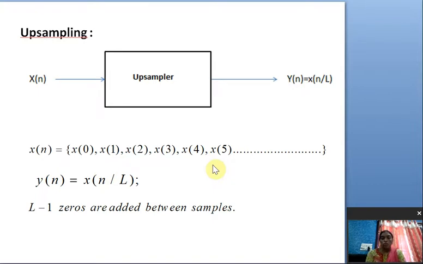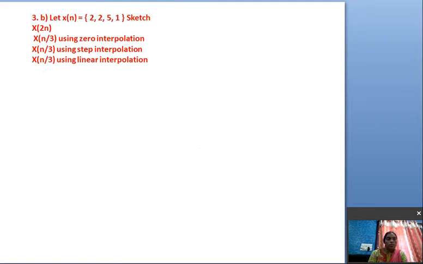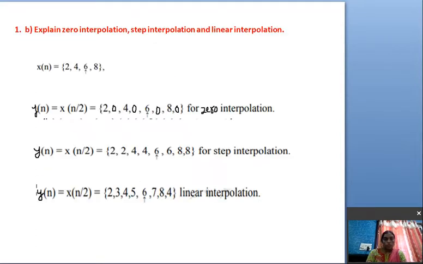Okay. Now consider an example. x of n is 2, 4, 6, 8. At n equal to 0, the amplitude value is 6. Now find the zero interpolation, step interpolation, and linear interpolation. You just observe what the zero, step, and linear interpolation techniques are.